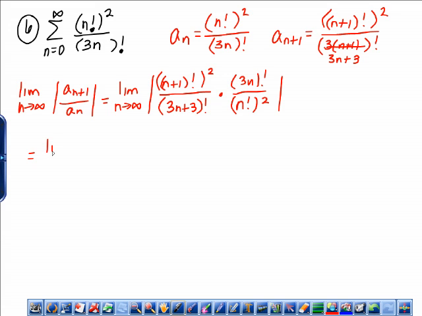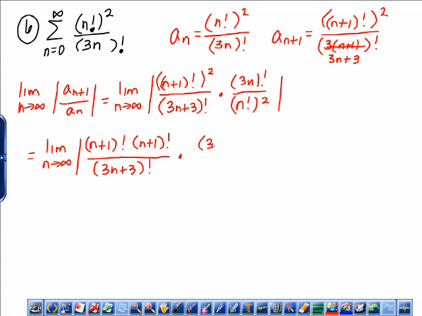All right, one last thing before we start really crossing out stuff and all that. Let's think about what n plus 1 factorial squared is. It's n plus 1 factorial times n plus 1 factorial, right? And this is just 3n plus 3 factorial. And over here, we have 3n factorial. And down here, I'm going to go ahead and write this as n factorial, n factorial. Okay, now we're ready to go.